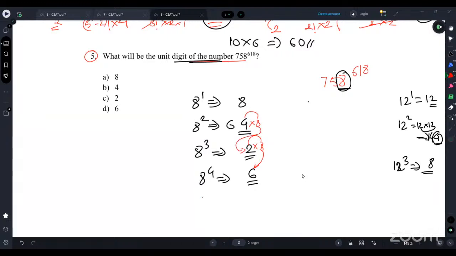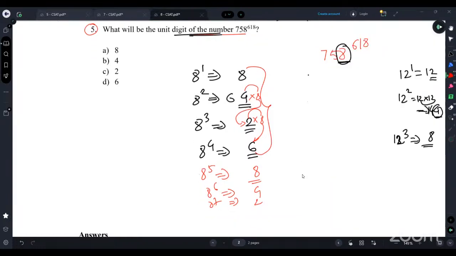8 raised to 5, again it will be 6 eights are 48, so 8. We have started again from the same position. 8 raised to 6 will be 4, 8 raised to 7 will be 2. Now you can see that this pattern repeats again and again. For the first power, the unit digit is 8; for the second power, 4; for the third power, 2; and for the fourth power, 6. Again it will repeat this cycle: 8, 4, 2, 6.